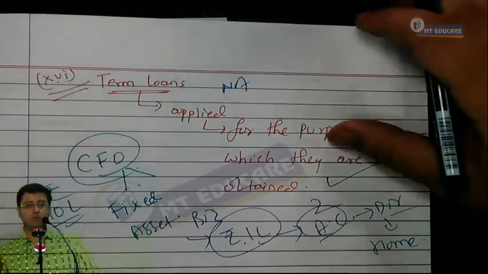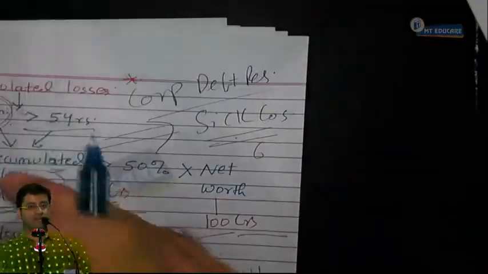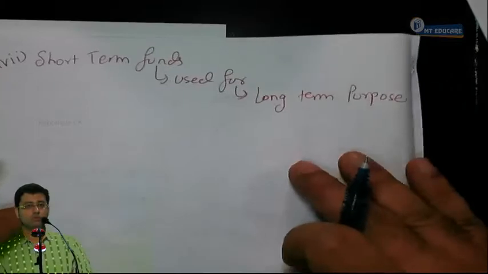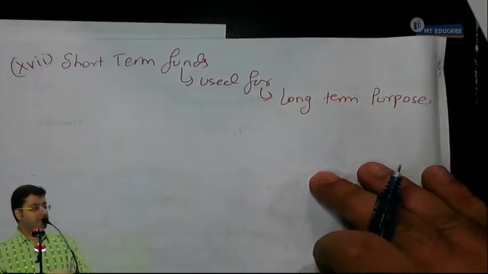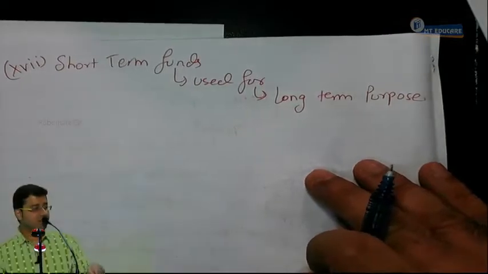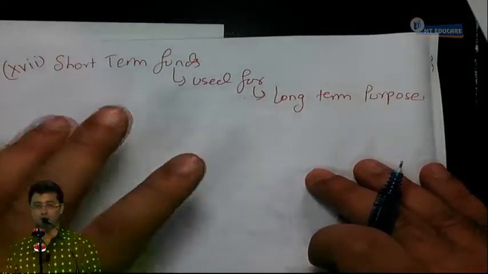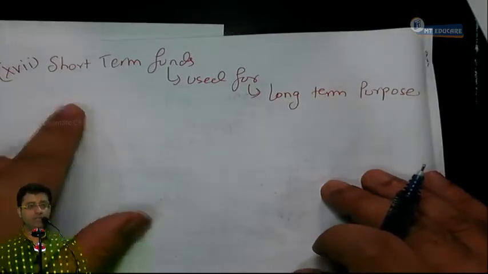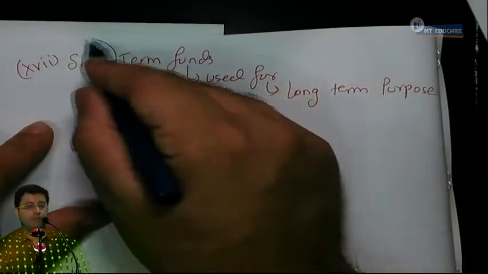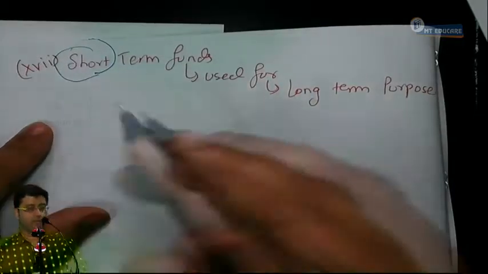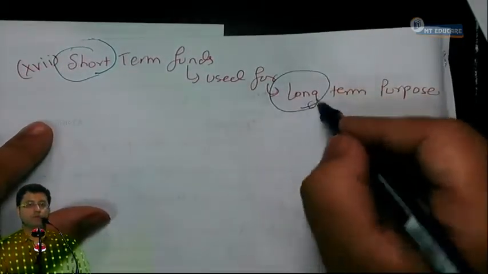Next one, clause number 17. Now, to some extent, this clause and the 16th clause which I taught you are similar clauses. There are minute differences here. Now, what is the difference? Short-term funds are used for long-term purpose.